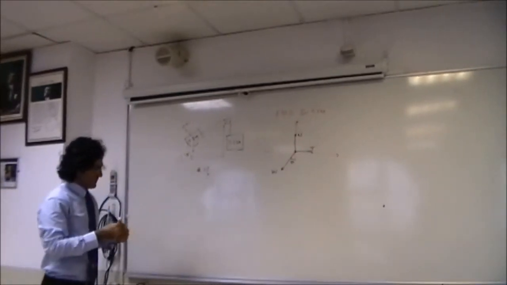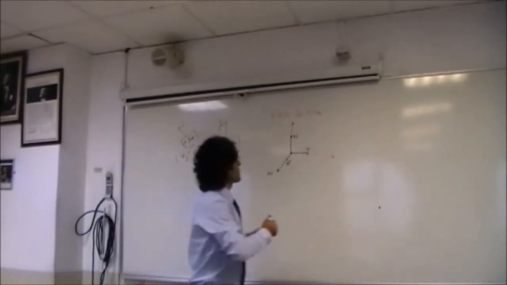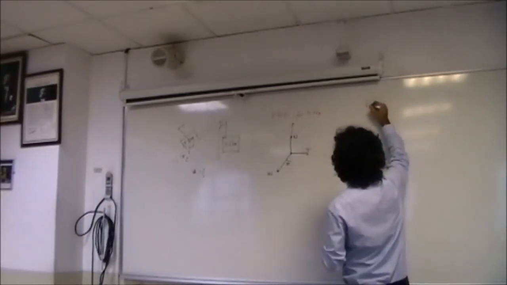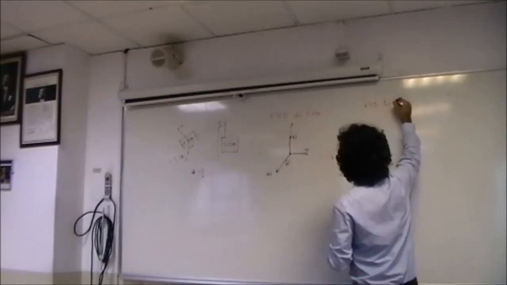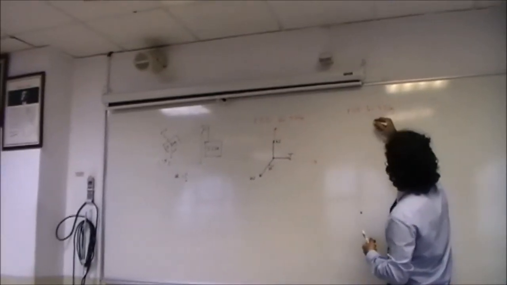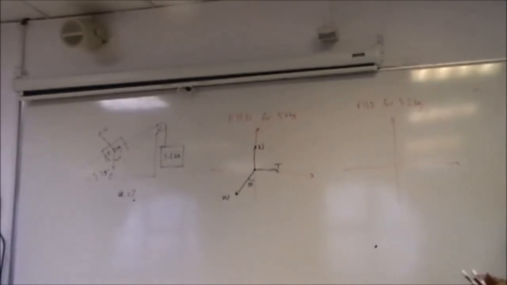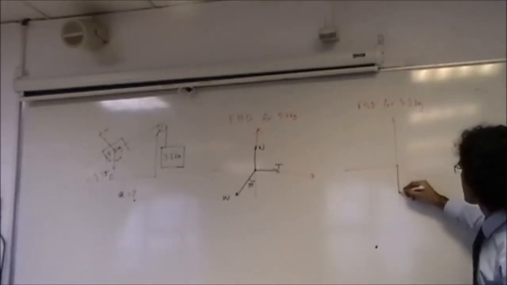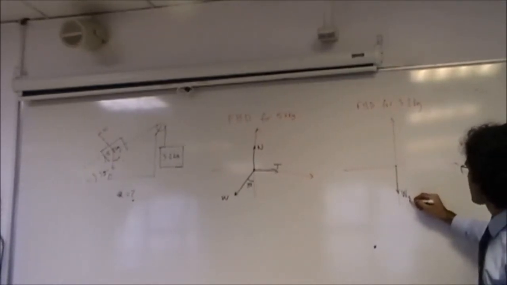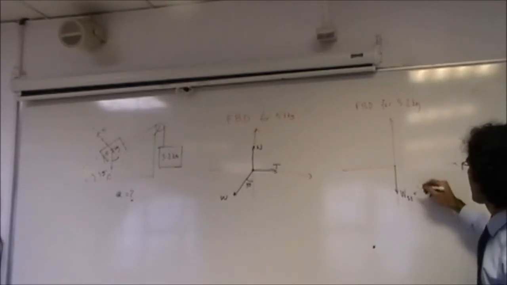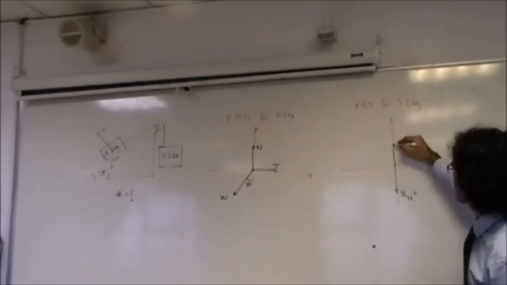I will move on to the free body diagram for the 3.2 kilogram object as well. It's going to be a simple one. Weight is acting downwards, the weight of this object, which is 3.2, I should say. And then tension is applied upwards.